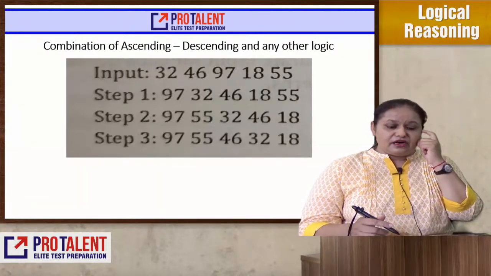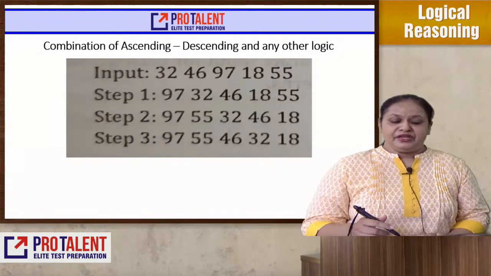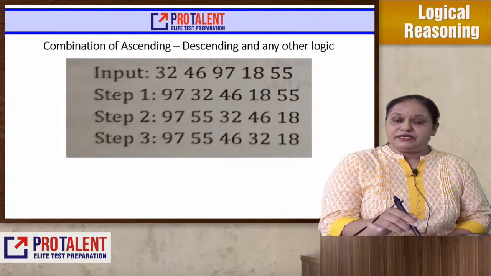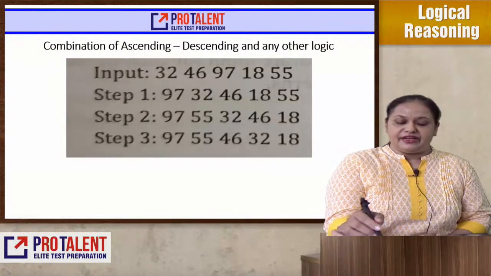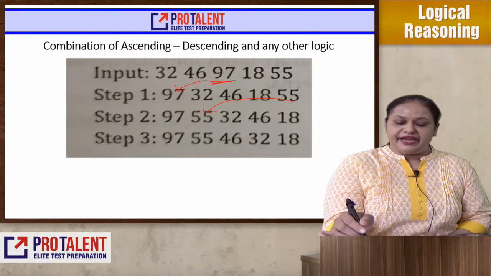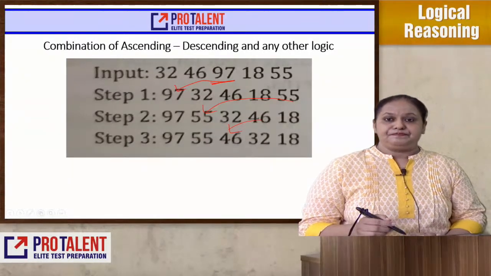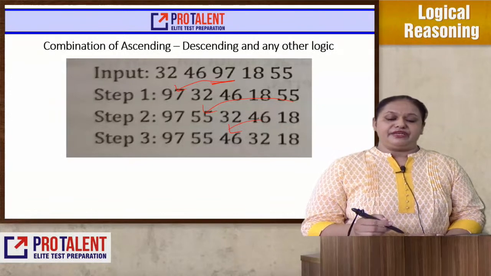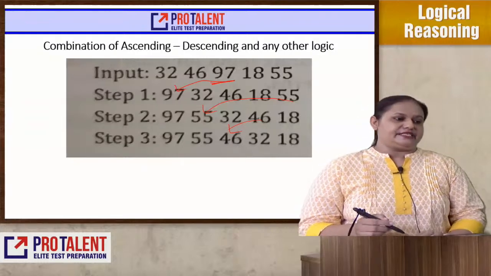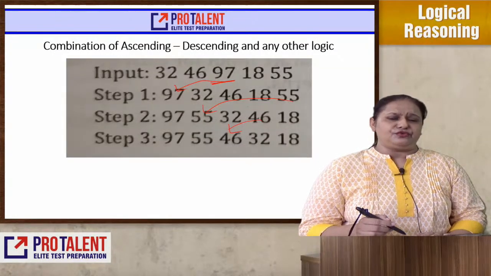So what is the logic here? Input 32, 46, 97, 18, 55. What is the logic over here? All the prime numbers are coming first. They have taken the highest prime number, then the second highest prime number. After that, from whatever was left, the even numbers, the highest even number. So this is a combination of ascending and descending order. We took a group and then applied ascending or descending logic. Is it clear? Are you guys with me? Because a lot of chat is happening today.